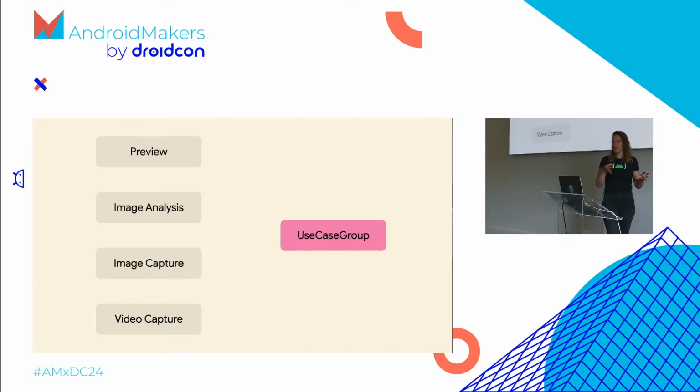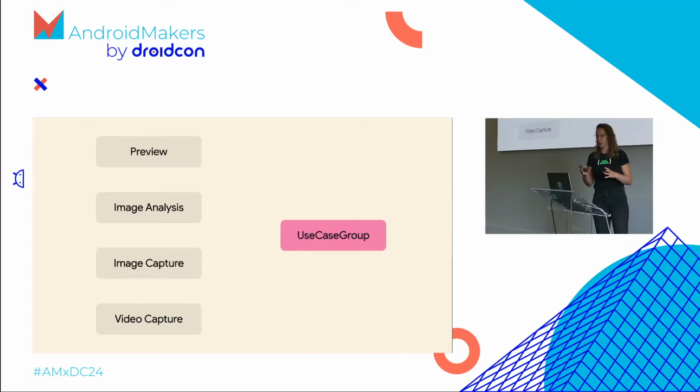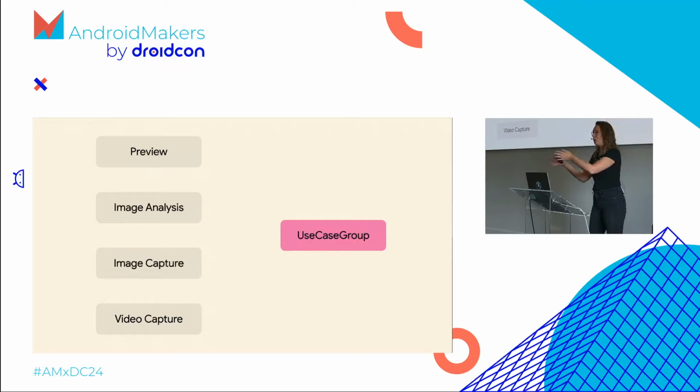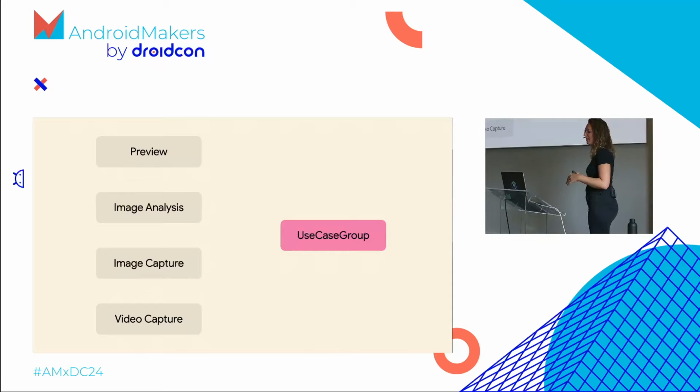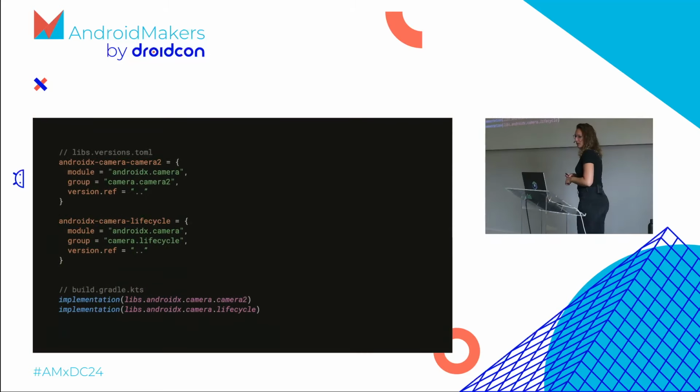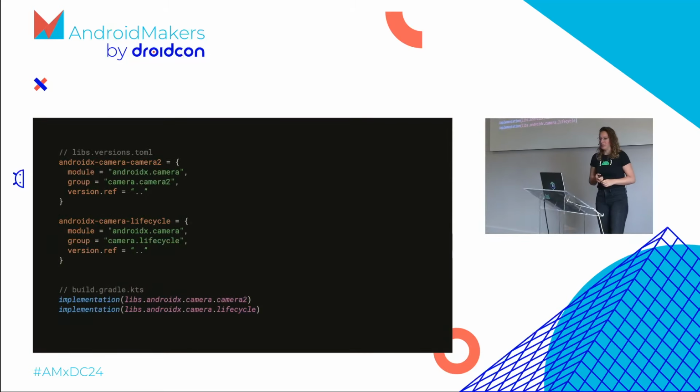You can combine these into use case groups. So with one use case group you can say, please, CameraX, start up the cameras and do your magic, but this is the type of things I will be doing with it. And when I define an image capture, for example, I can call take picture with it, and then everything will just work. So with that, let's implement that configuration.